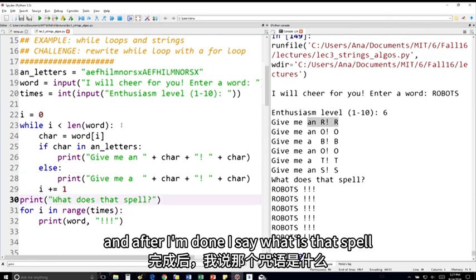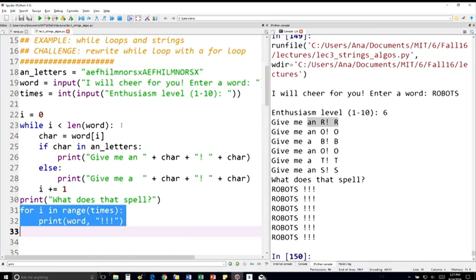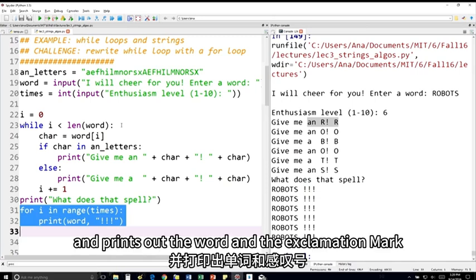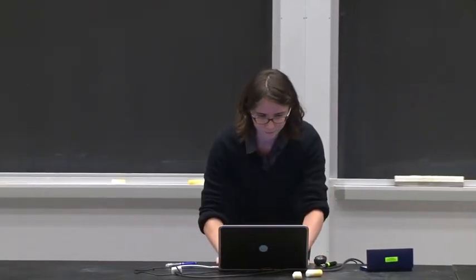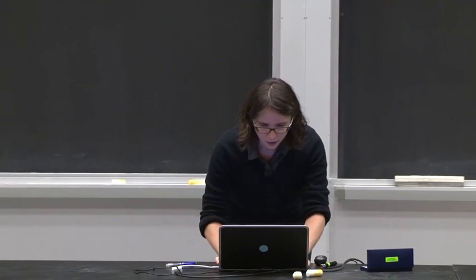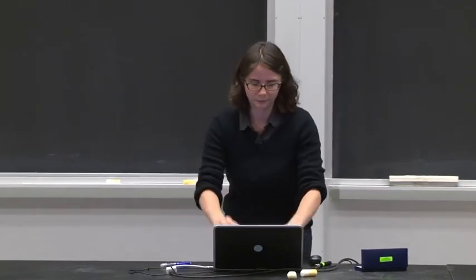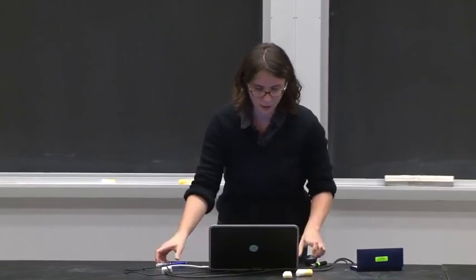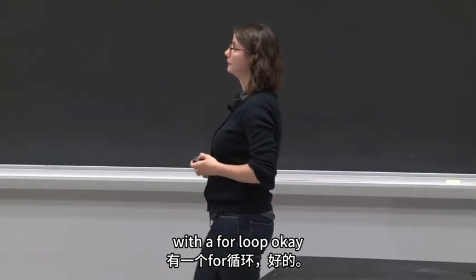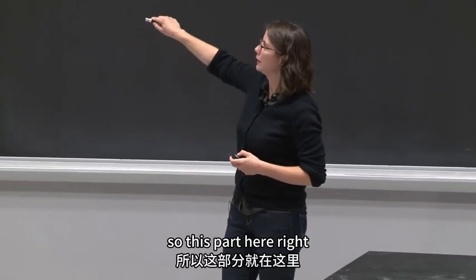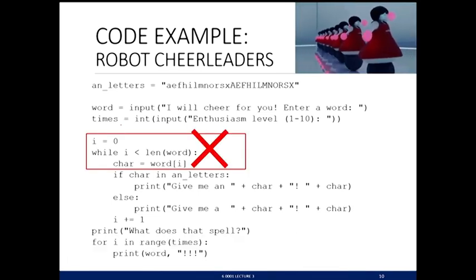And after I'm done, I say, what does that spell? And then it's just a for loop that goes times many times and prints out the word and the exclamation mark. So okay, this code might have been a little bit more intuitive if I rewrote it, or if I had originally written it with a for loop. Okay? So this part here, right, the while loop and indexing and creating my original counter, we can get rid of that.